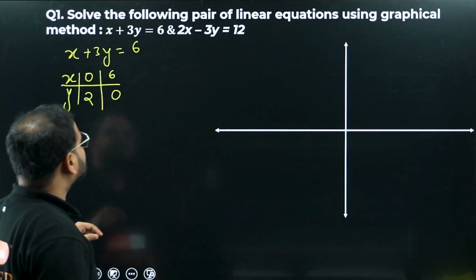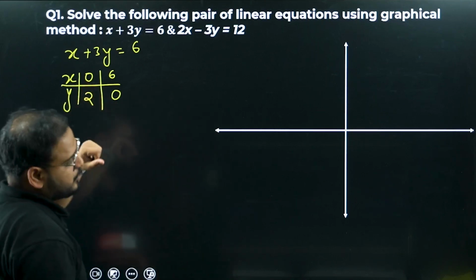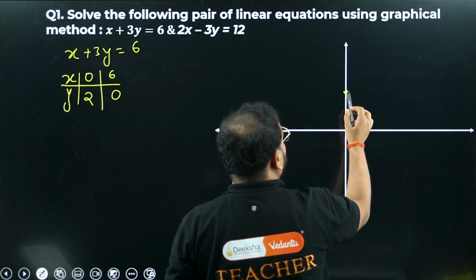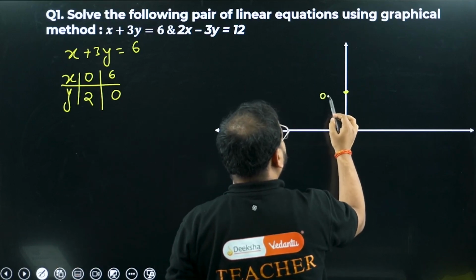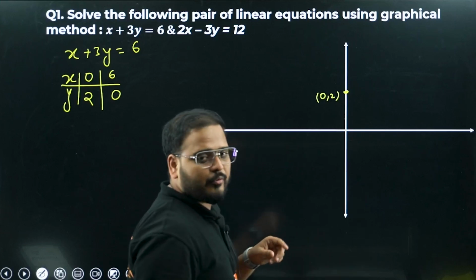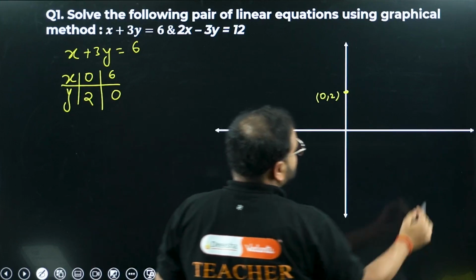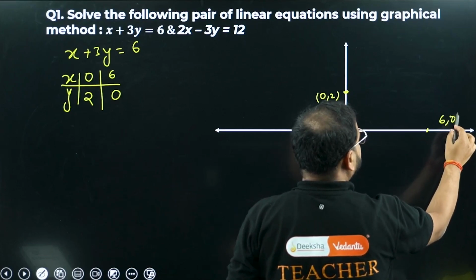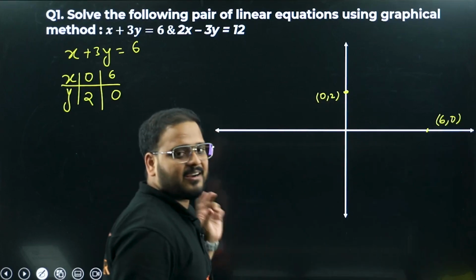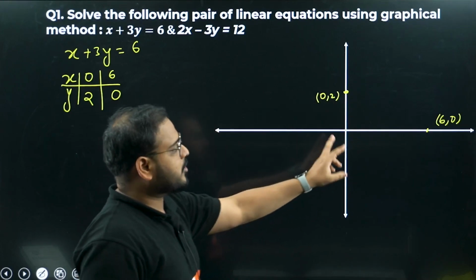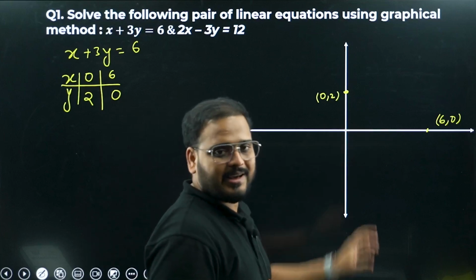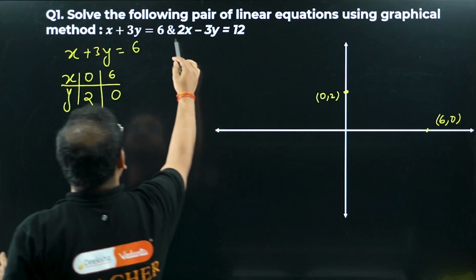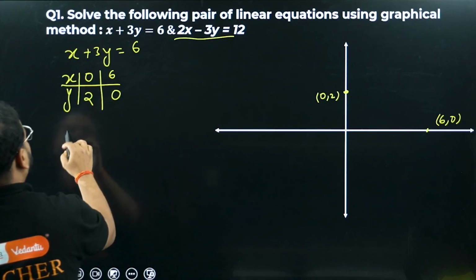So 0, 2 and 6, 0. How will that look? 0, 2 is somewhere here. This is my 0, 2, where x is 0 and y is 2, and 6, 0 is somewhere here. These are the 2 points whose coordinates I got. I plotted them on the Cartesian plane, on the xy plane. Next I'm going to go with the next equation. Take it here, 2x.